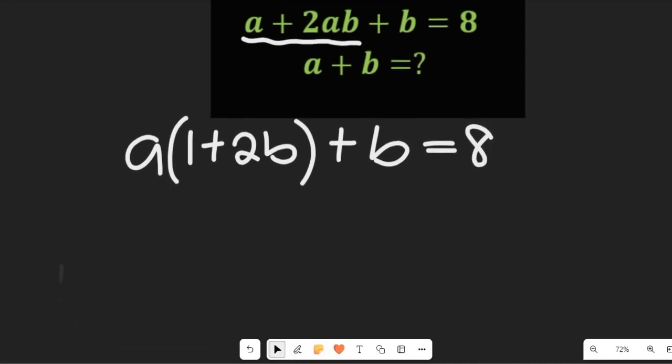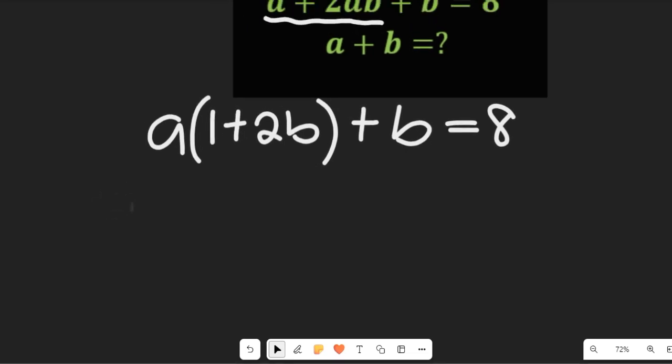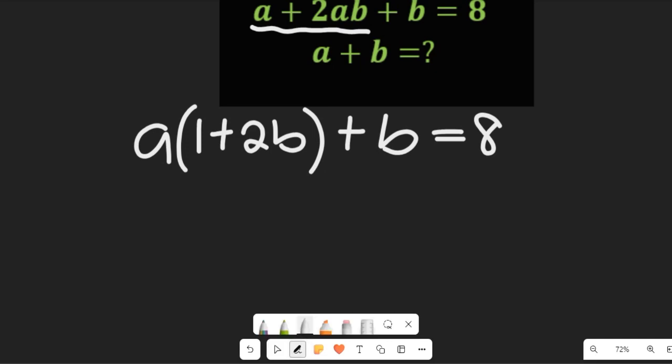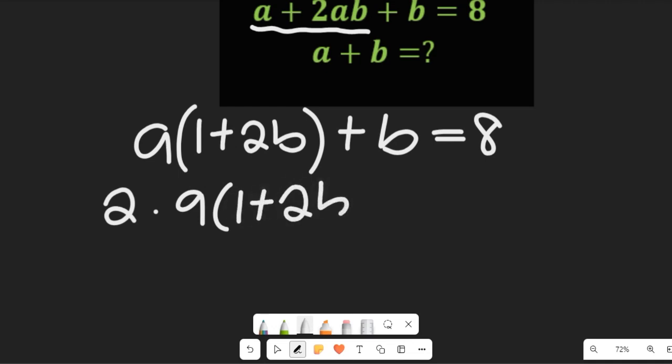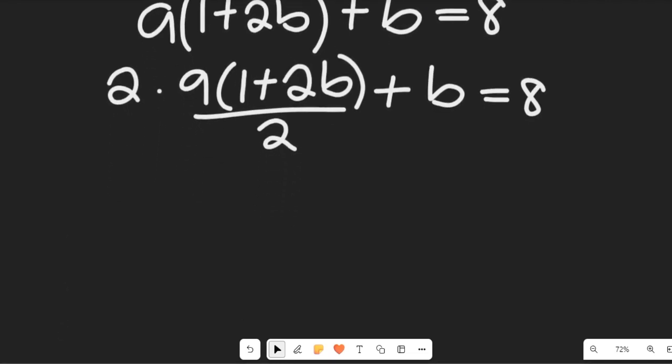So in the next step, we are going to consider reducing this expression. And to reduce this expression, we are simply going to, let me do this. I'm going to multiply this place by 2, a times 1 plus 2b, and also divide here by 2, which will make me not change anything, and this will be equal to 8. So I've not changed anything. I only did that to make this solution easier for me.